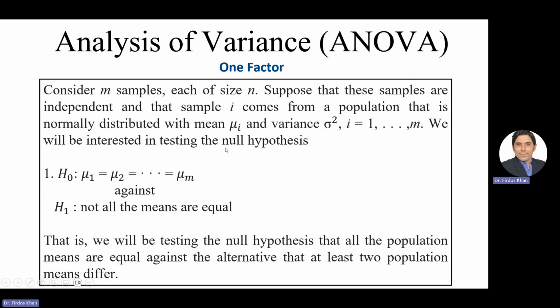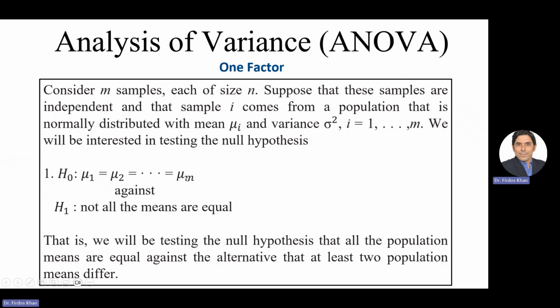We will be interested in testing the null hypothesis. So we have m populations. In real life, we will have 3 populations or 4, 5 or something like this. So we will test this general procedure. We are talking about m populations. So the null hypothesis is that mu1 is equal to mu2 and so on up to mu m.